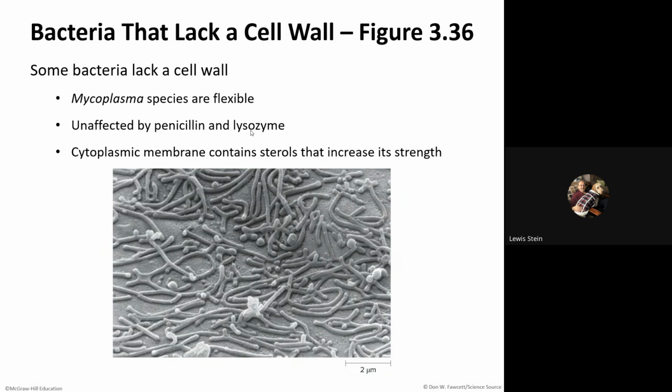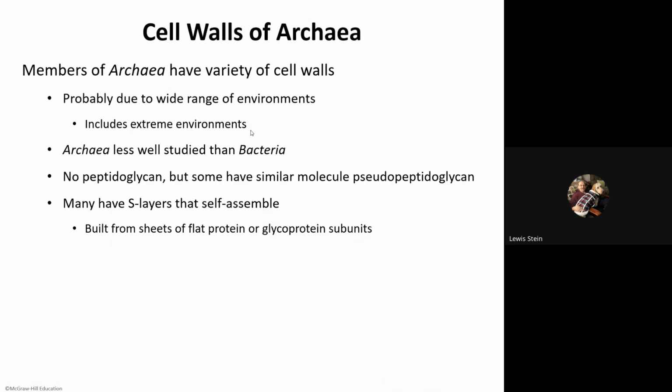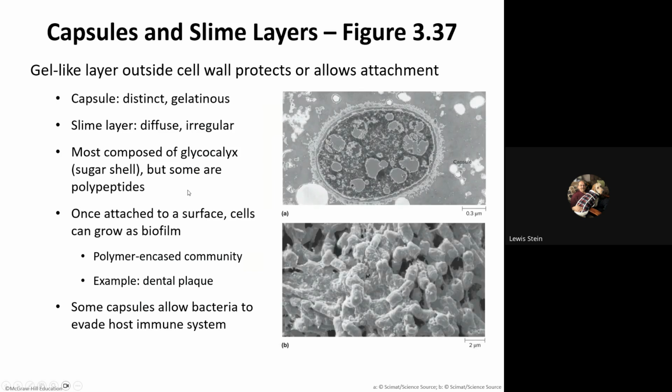So Mycoplasma pneumoniae, also known as walking pneumonia, and you can't use penicillin for it. Thankfully, things like the Z-Pak and tetracyclines work very effectively against it. We're not doing the archaea, which are less well studied, similar but not the same. The S layers, we don't have to worry about any of that stuff. So that's this side.